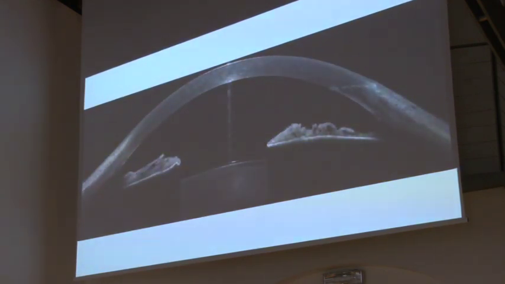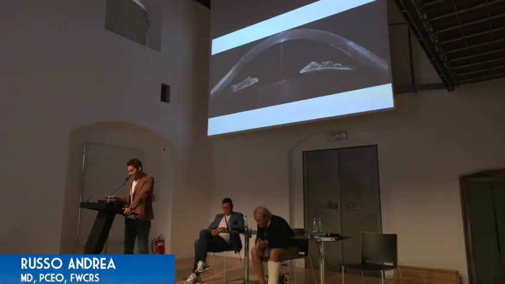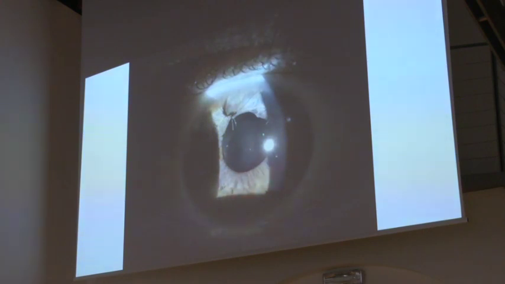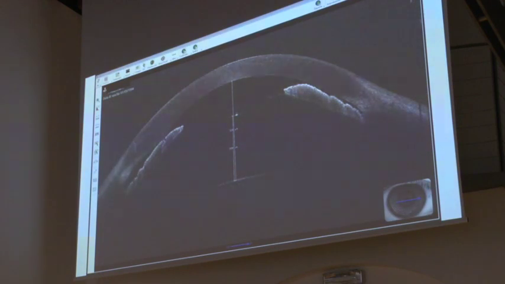Here, on the opposite, is an ICL with zero vaulting, so there is no clearance between the crystalline lens and the ICL. But this was done on purpose because I needed to perform some iris suturing, so that was a shield to protect me, but you can visualize it very well with the MS-39.